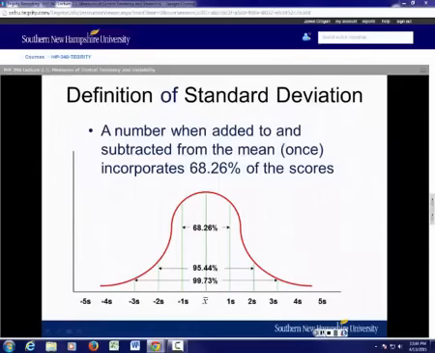When you go 2 standard deviations above or below the mean, that interval includes the middle 95%, or 95.44%. When you go 3 standard deviations above and below the mean, that interval includes almost all the scores, 99.73%. So it is very rare for someone to score a value that's more than 3 standard deviations away from the mean.